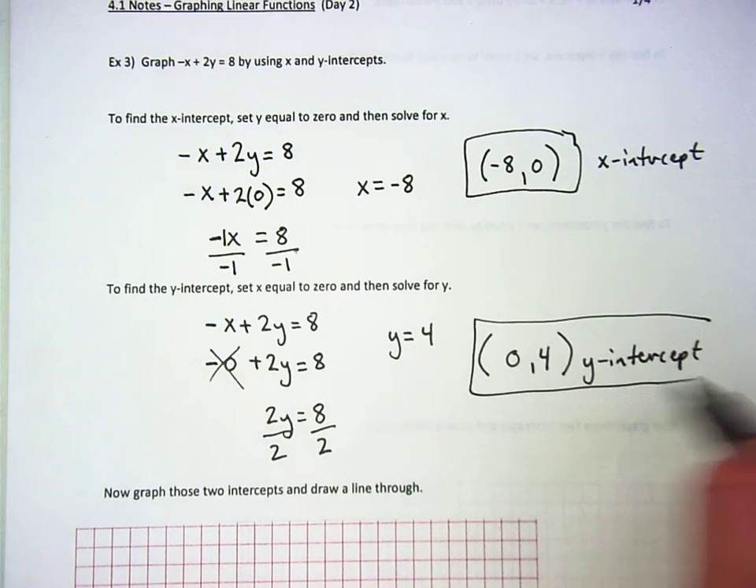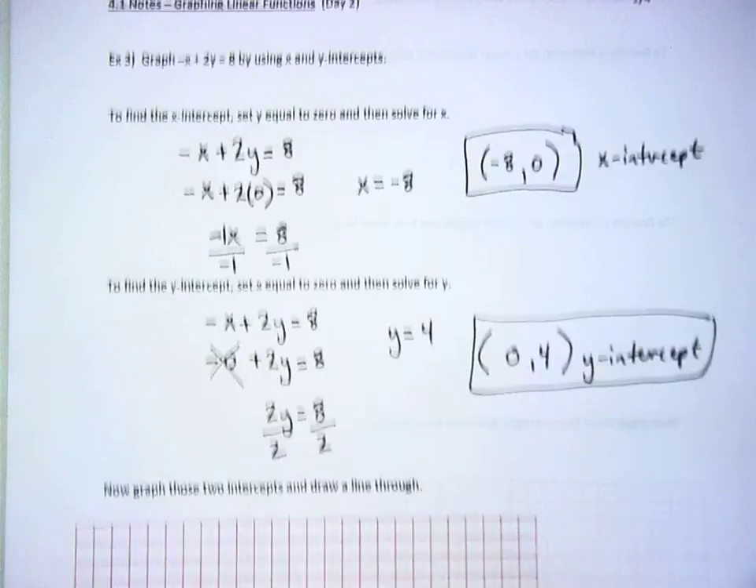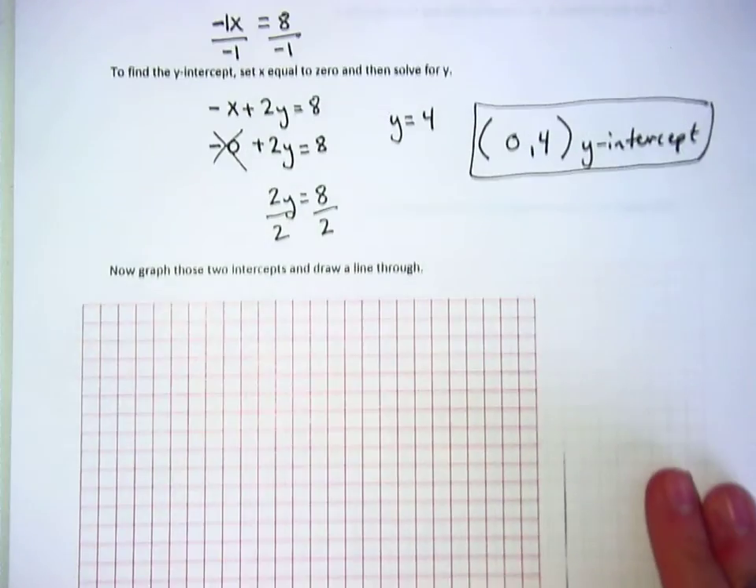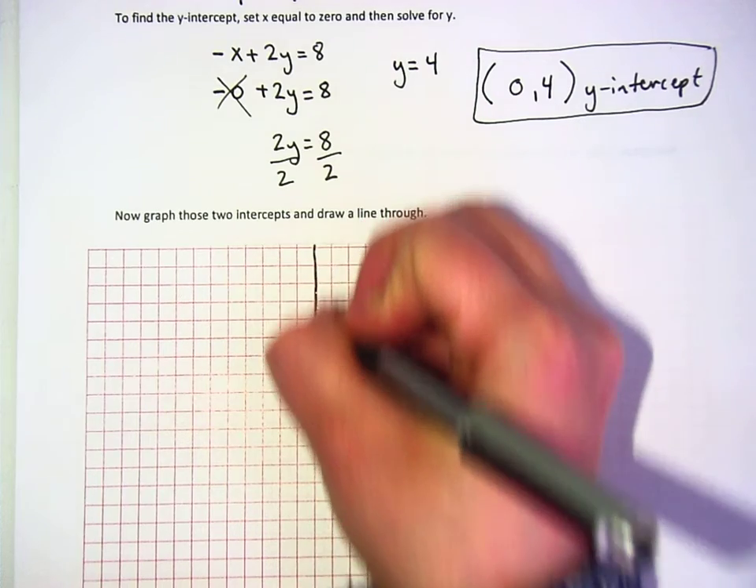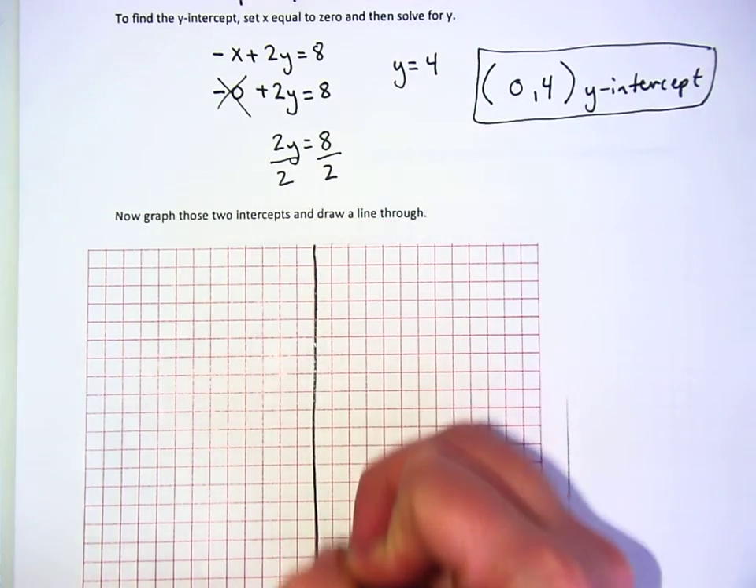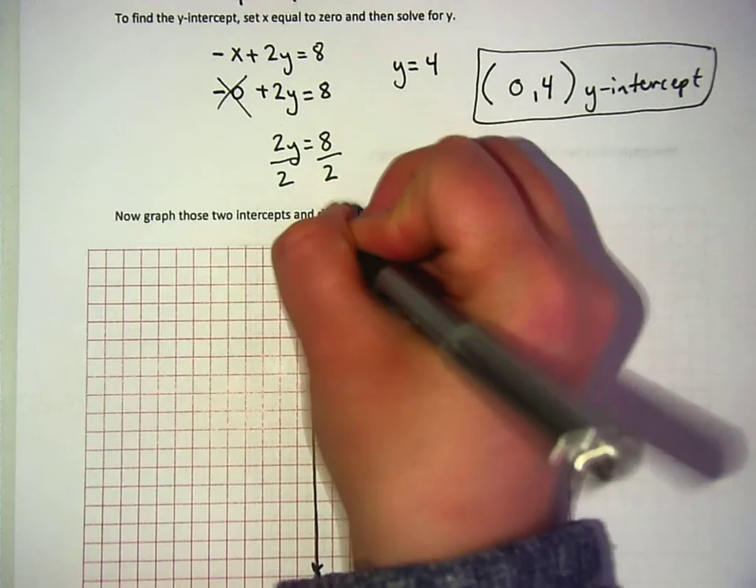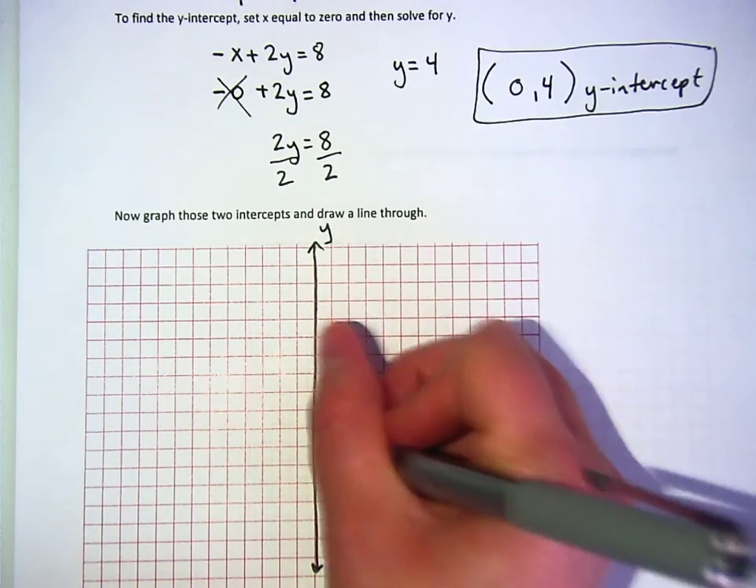All right, now what we're going to do is we're going to graph these 2 points. Can I have a fortune card? Absolutely, but let me finish this example first, okay? All right.